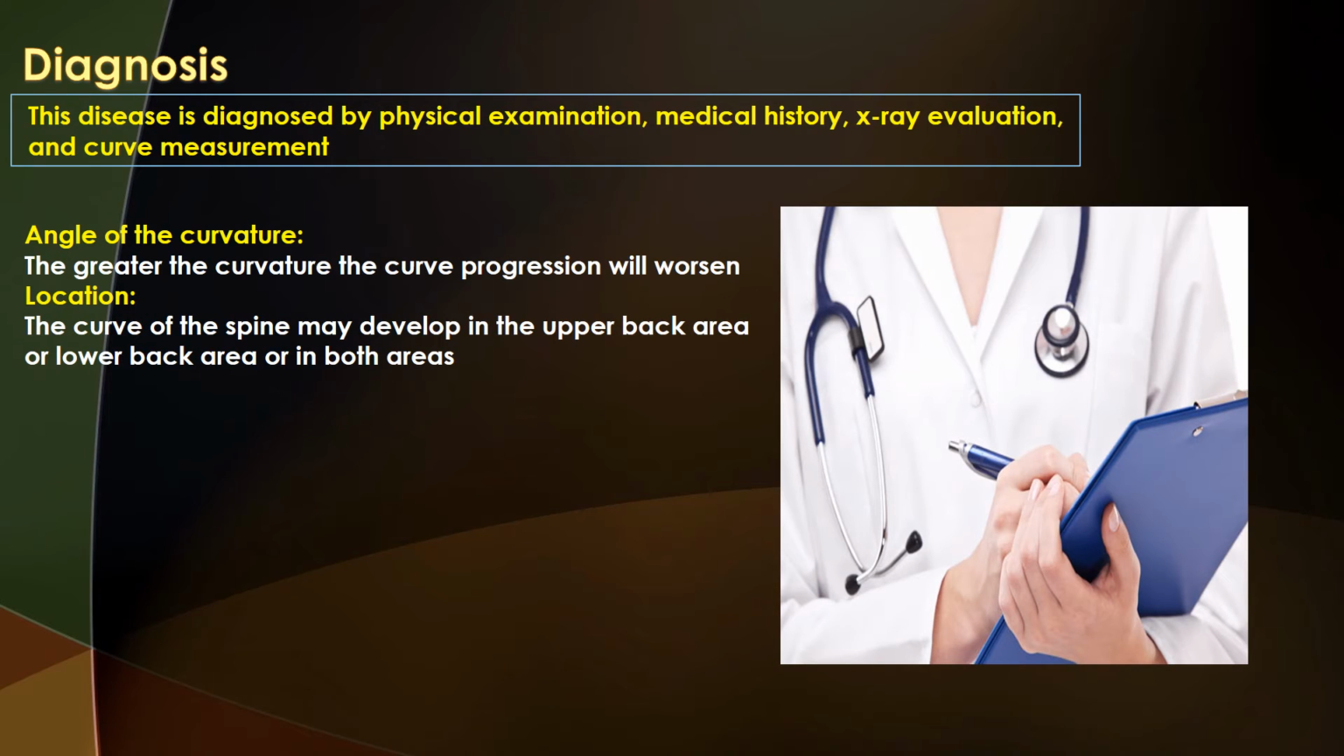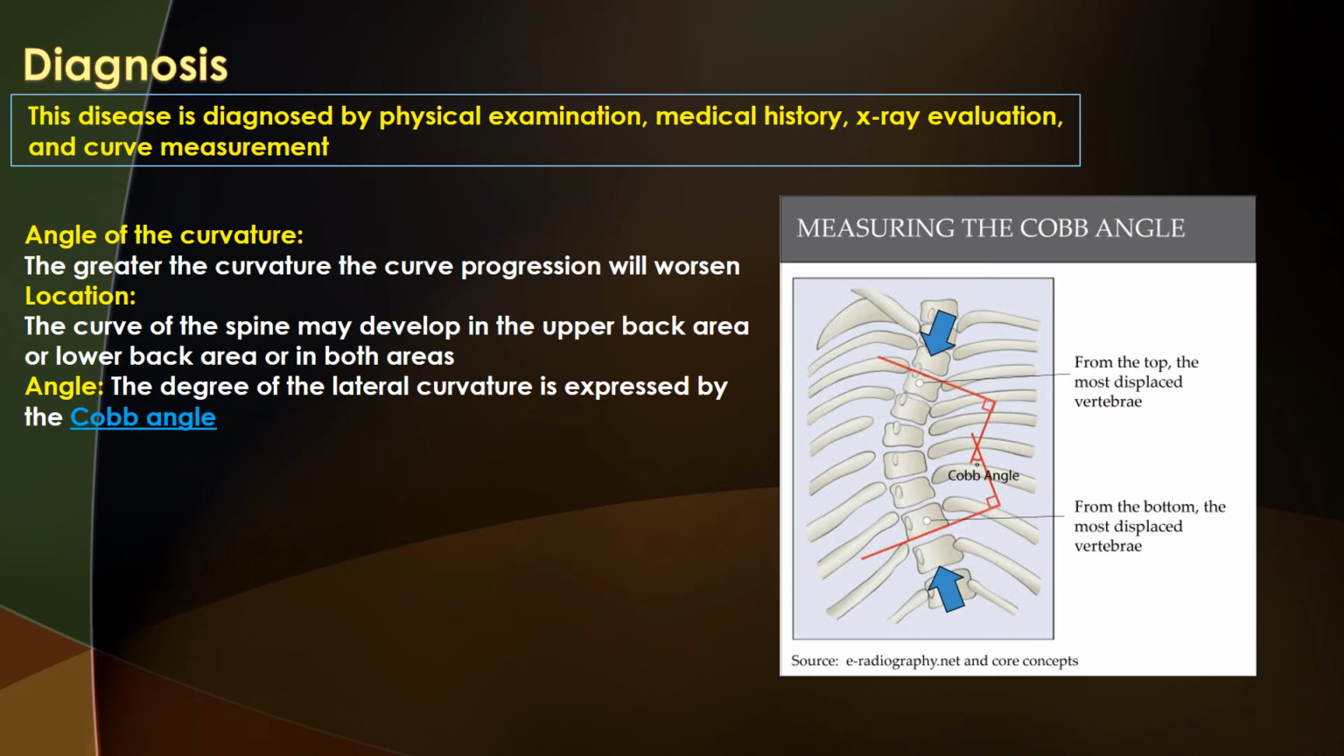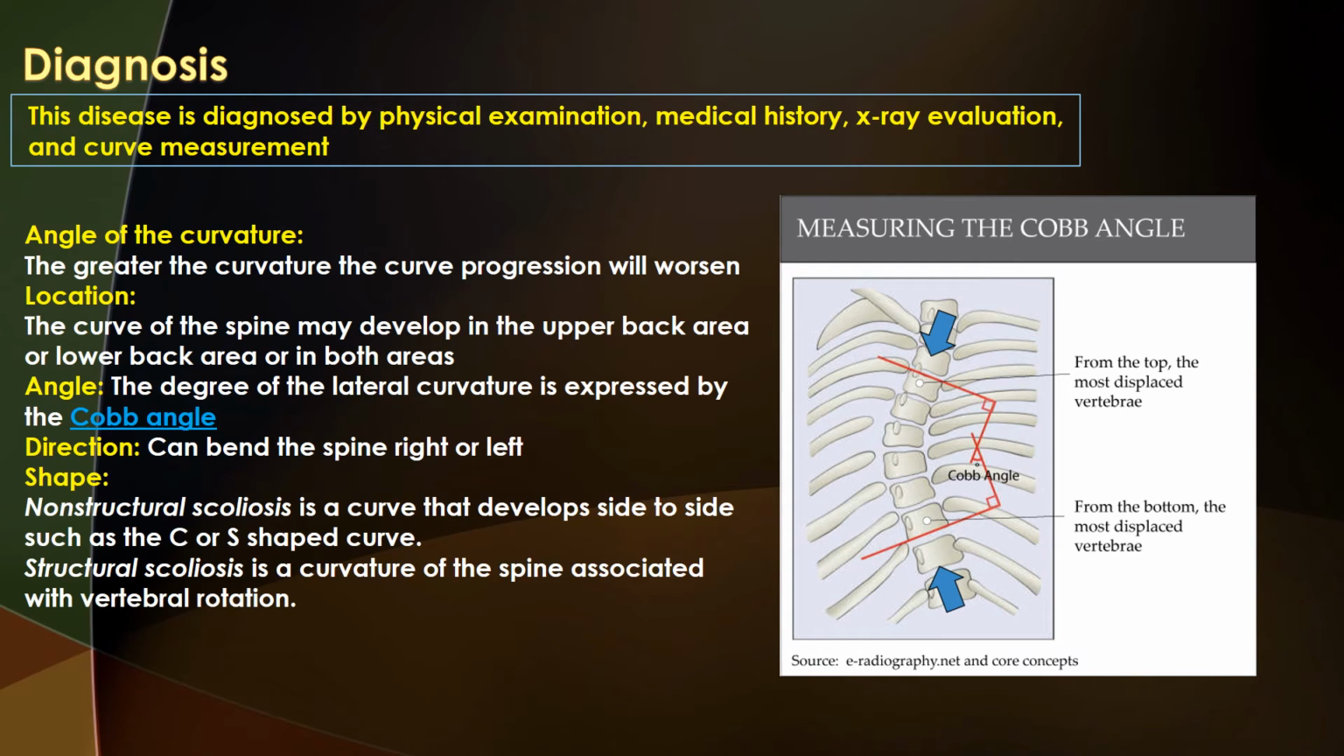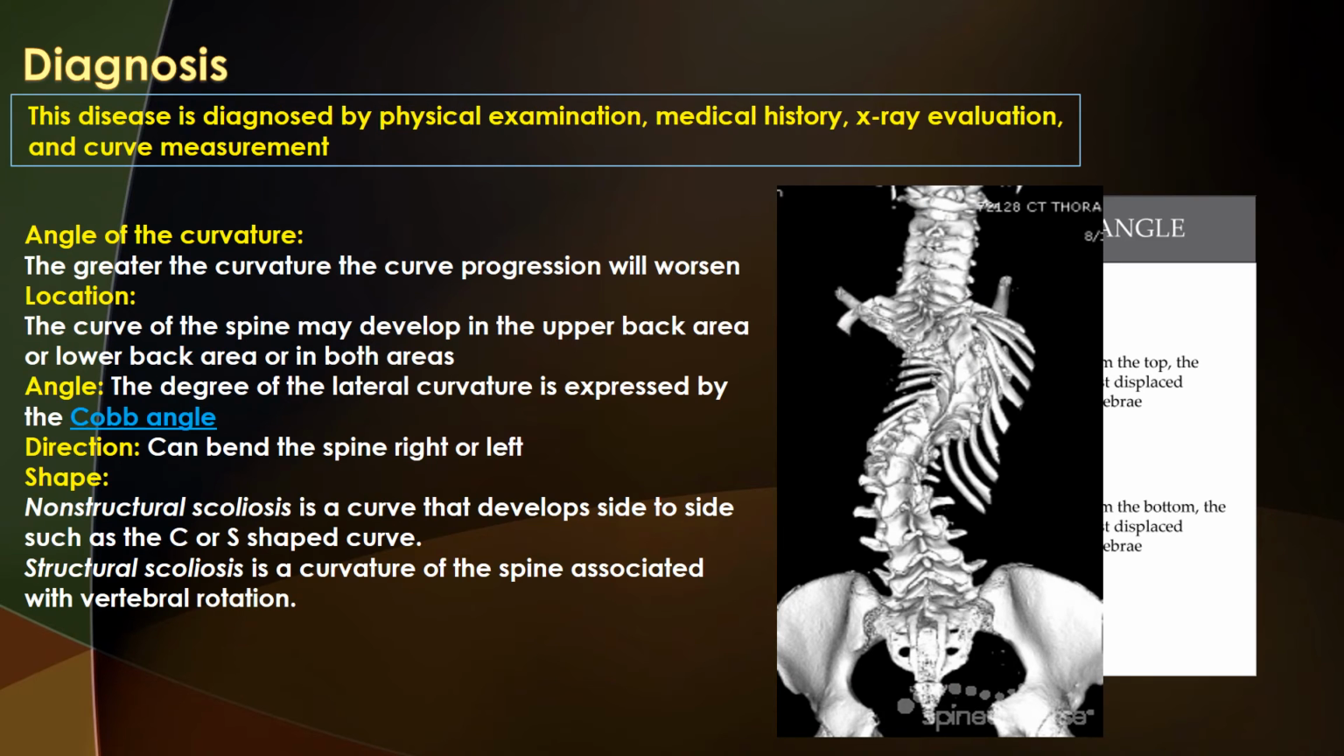Location. The curve of the spine may develop in the upper back area or lower back area, or possibly in both areas. Angle. The degree of the lateral curvature is expressed by the Cobb angle. Direction. It can bend to the left or right. Shape. Non-structural scoliosis is a curve that develops side to side, such as a C or S-shaped curve. Structural scoliosis is a curvature of the spine associated with vertebral rotation, meaning it involves a twisting of the spine and appears in 3 dimensions. Like in this picture, you can see the rotation of the spine.